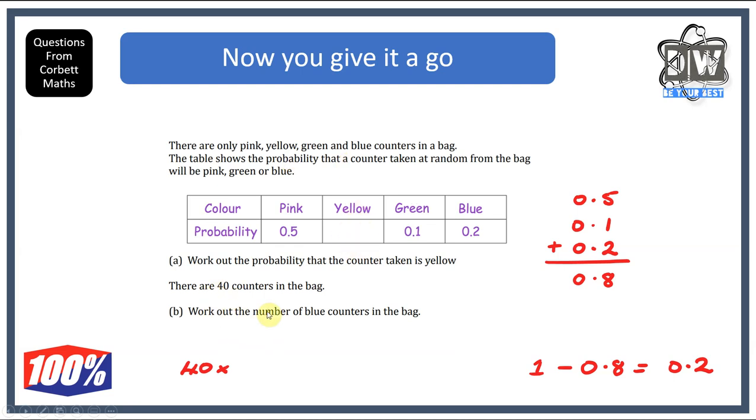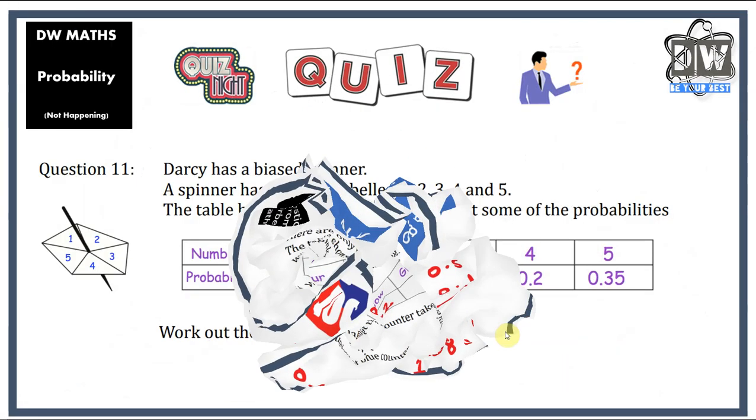To work out the number of blue counters, all we're going to do is take the 40 counters in the bag and times it by 0.2. If we do that on a calculator, we'll end up with 8. So 0.2 goes in there and we have 8 there. We know 20% of the counters, 20% of 40 counters is 8.